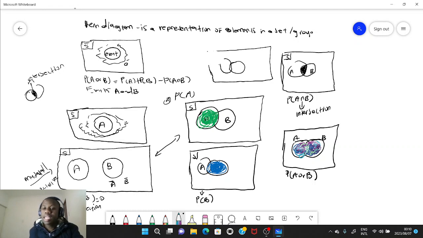But the moment they say A and B, we know that ∩ represents an intersection. So we consider the space where they overlap. But the moment they say or, we consider both circles, right?